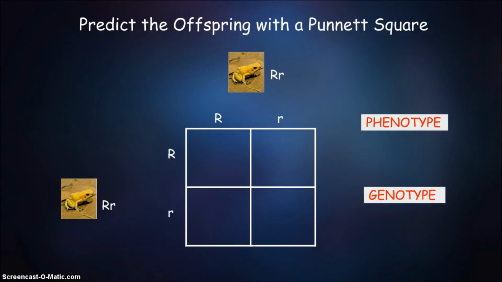Here's another one. Here's a problem for you. Here are two plain yellow frogs with the same genetic combination, the same alleles, or the same genotype, and the genotypes have already been put on the Punnett square. And what I want to know is, what are the possible phenotypes of the offspring, and what are the possible genotypes of the offspring?